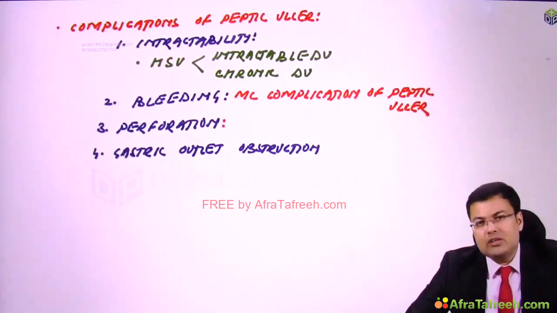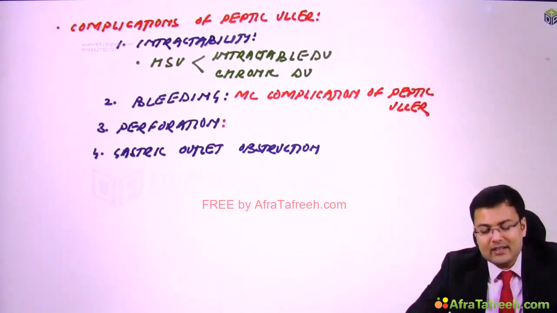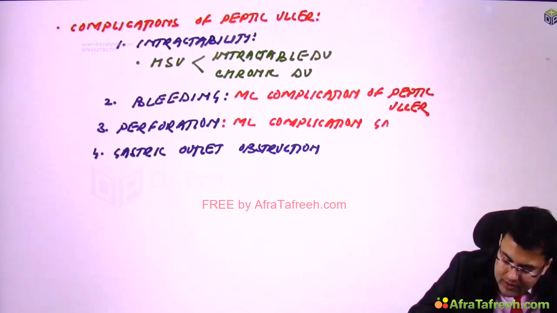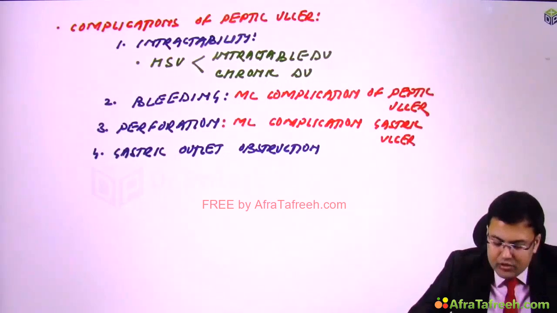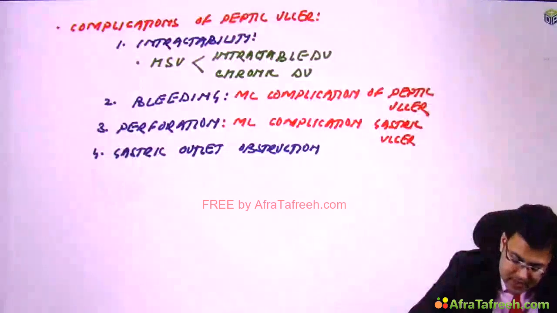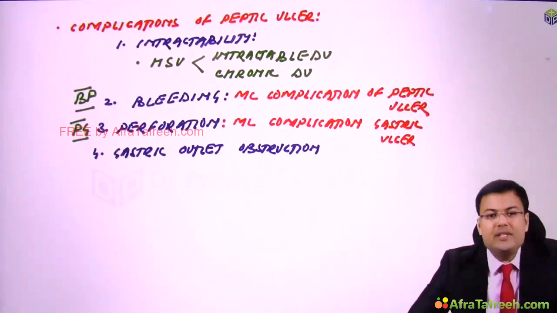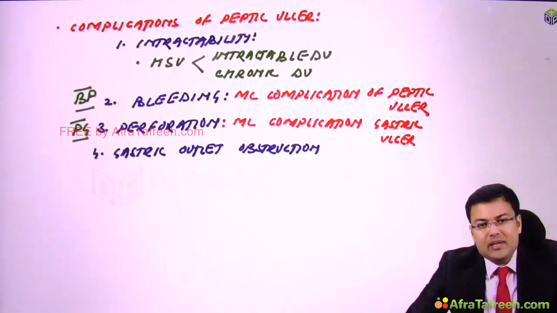Second question, what is the most common complication of gastric ulcer? It's perforation. So perforation is the most common complication of gastric ulcer. Now how to remember? The mnemonic is simple. It's BP and this is PG. So the mnemonic is BP, PG. BP means bleeding in peptic ulcer. PG means perforation in gastric ulcer. So these are the complications.